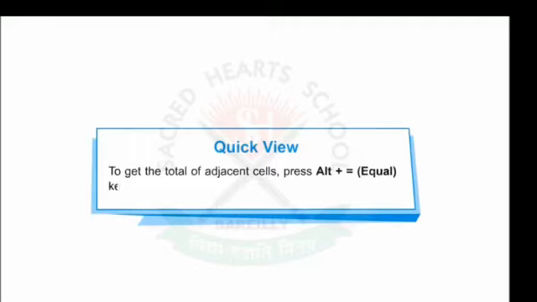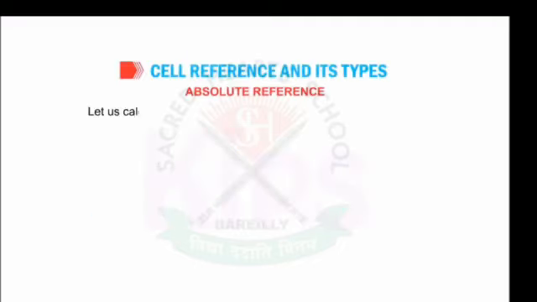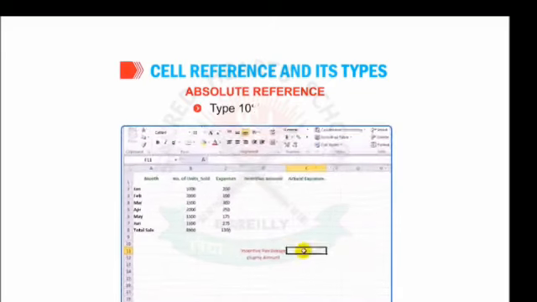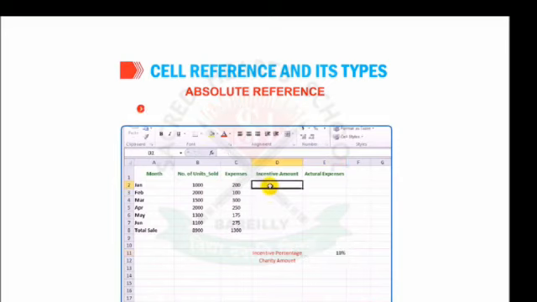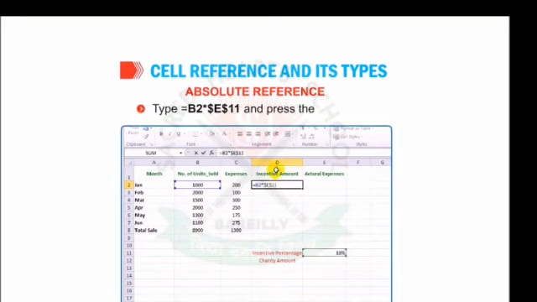Students, we can quickly get the sum of the values of the adjacent cells. Press Alt plus equal to key combination instead of clicking the Auto Sum button. Let us calculate the incentive at the rate of 10% on monthly sales. Type 10% in cell E11. Click on cell D2. Type equal to B2 asterisk $E$11 and press the Enter key.